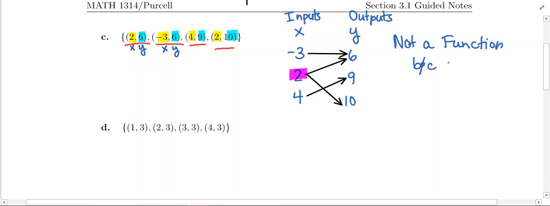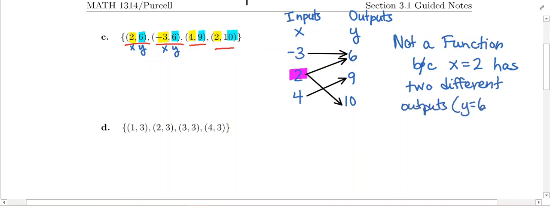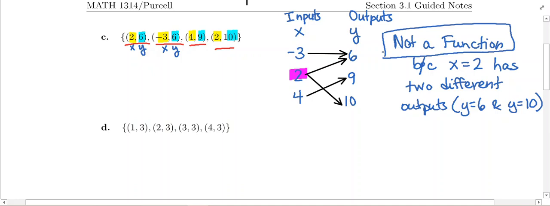because x equals 2 has 2 different outputs, namely y equals 6 and y equals 10. Okay, so there we go. Now, you did not have to make the arrow diagram if you didn't want to. You could have looked at this and said, okay, I see 2 twice as an input and it's got 2 different outputs. It's just a matter of how you like to interpret this.